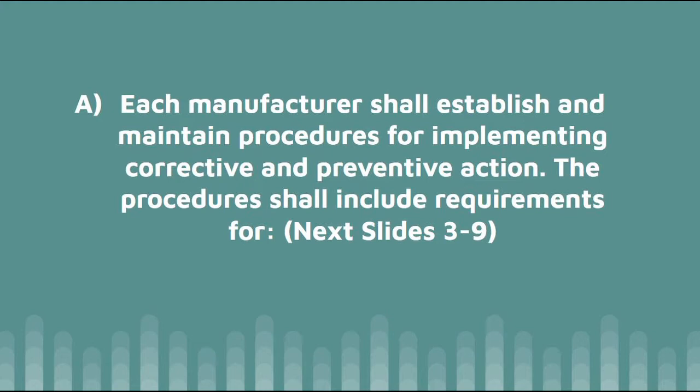CAPA has two main requirements. The first one is divided into 7 sub-requirements essentially, and will be explained in the next 7 slides. This main requirement is: each manufacturer shall establish and maintain procedures for implementing corrective and preventive action.